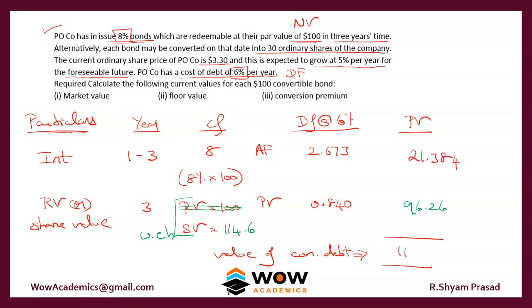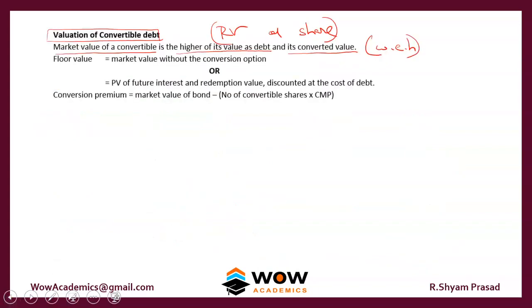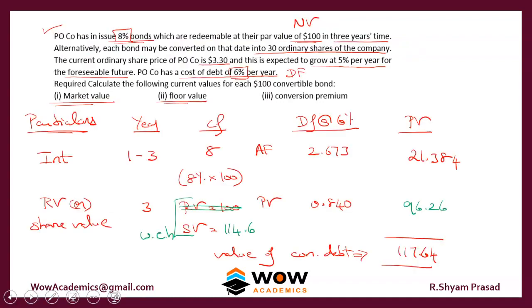So the total value comes to 117.64. That is the value of convertible debt. So we got the first one, the market value. The second one is the floor value. What is a floor value? Floor value is market value without the conversion option. So without the conversion option, what would be its value? The conversion option is this one, so we'll try to work that out.